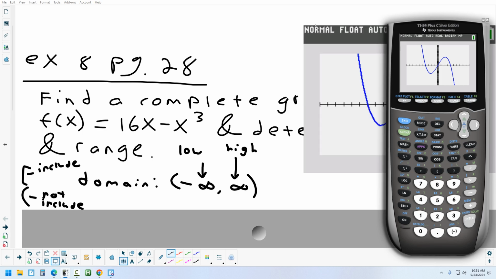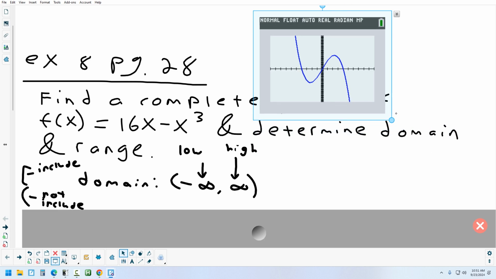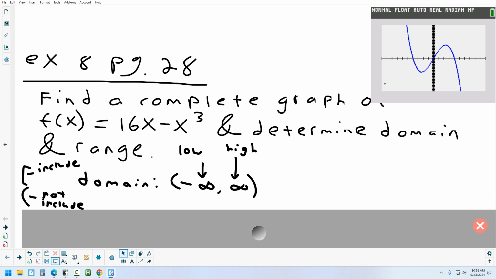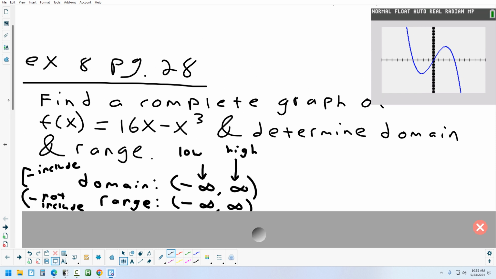How high does it look like that graph is going? Anybody have a guess? Yeah, how high up it goes. Infinity, it's just going to keep going up. It's never going to turn again. And how about how low it goes? Negative infinity, yeah. So the range happens to be the same as the domain. That doesn't always happen. So the lowest, comma, and the highest. Any question on that one?